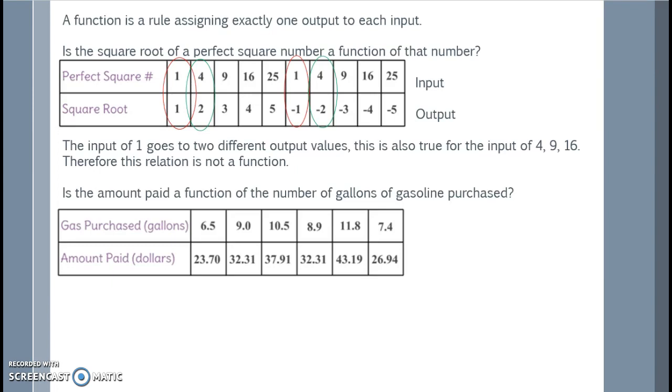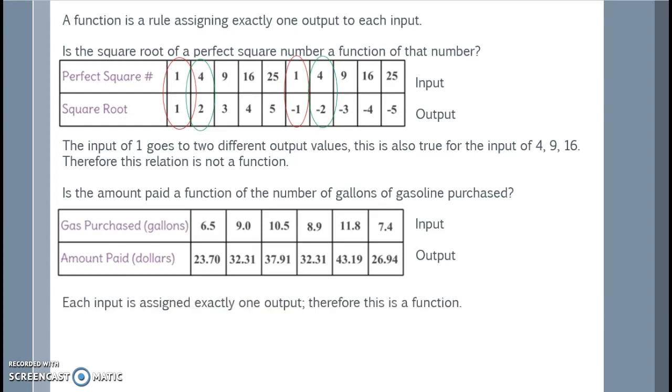Is the amount paid a function of the number of gallons of gasoline purchased? So the gallons purchased is the input, the amount paid is the output. I see that each input is assigned exactly one output. Therefore, this is a function.